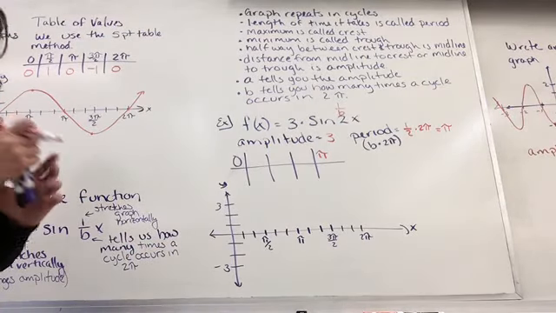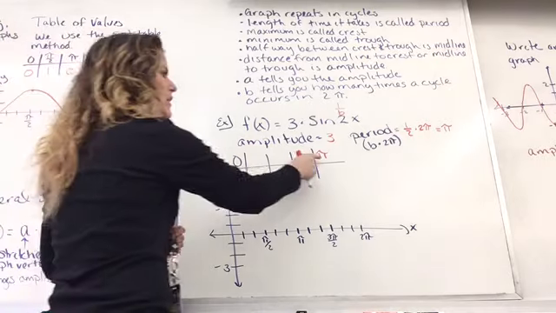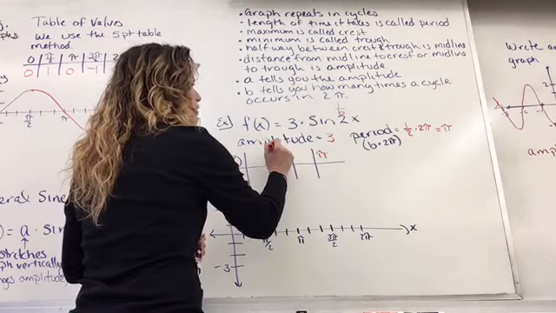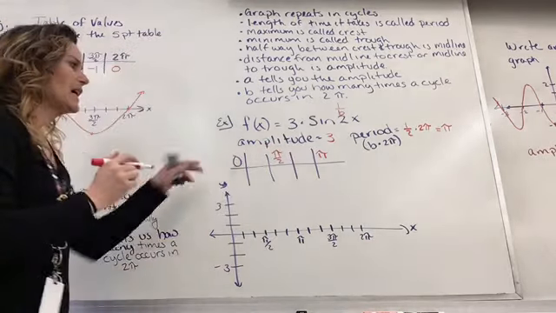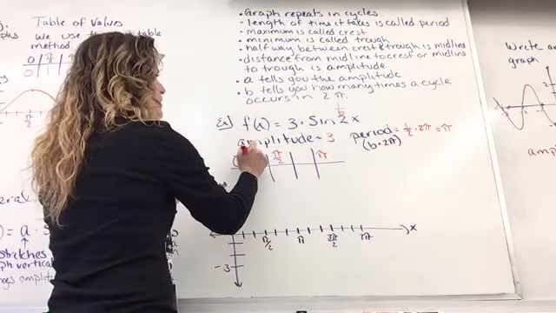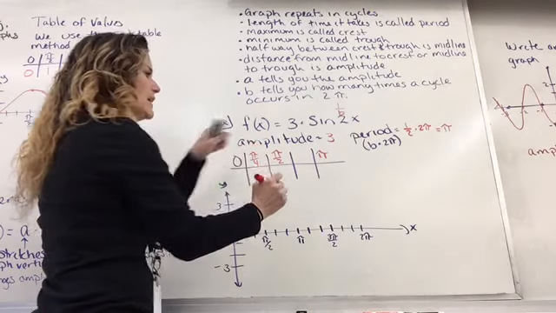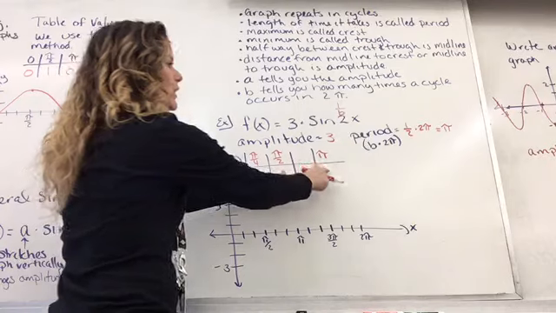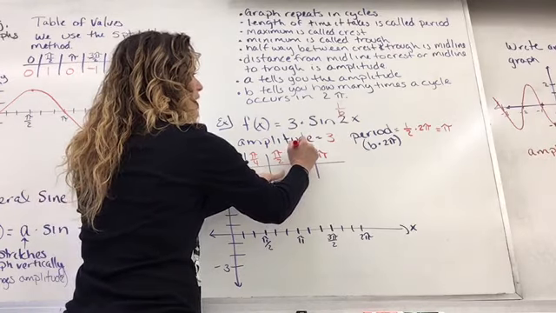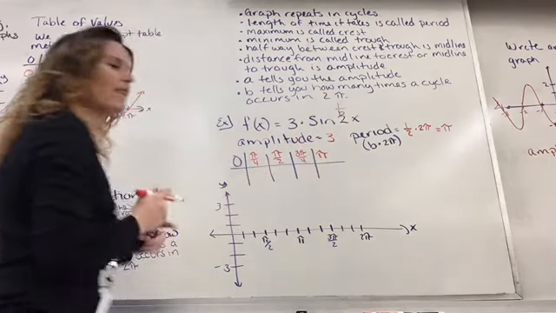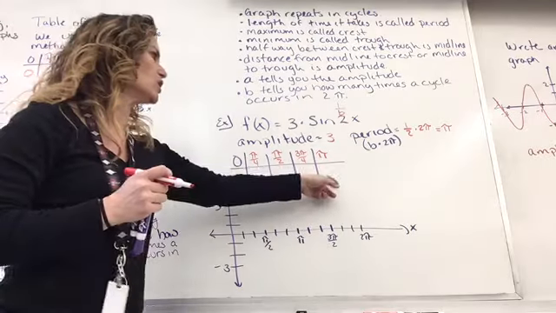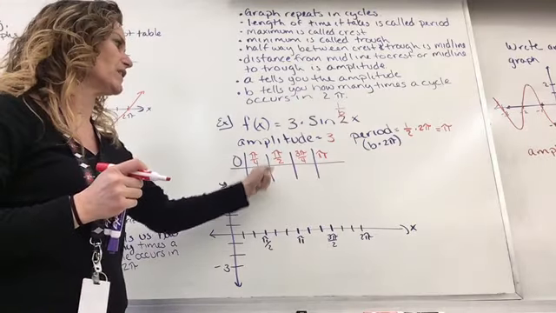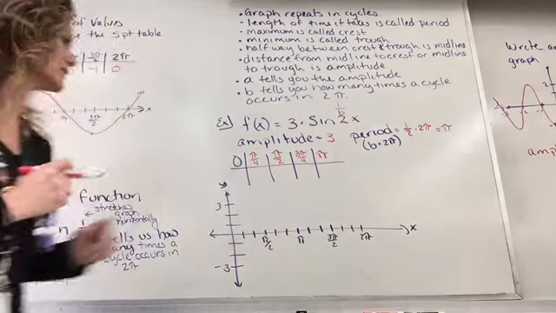From here, we do halves. Halfway between 0 and pi is pi over 2. Halfway between 0 and pi over 2 is pi over 4. And halfway between pi over 2 and pi is 3 pi over 4. Think about it in quarters: if this is $1, this is 50 cents, 25 cents, 75 cents.